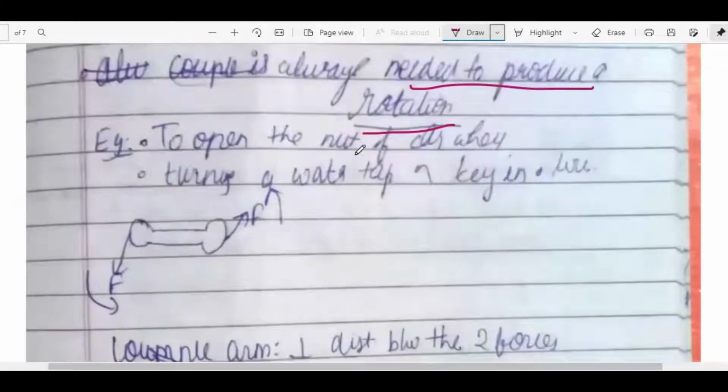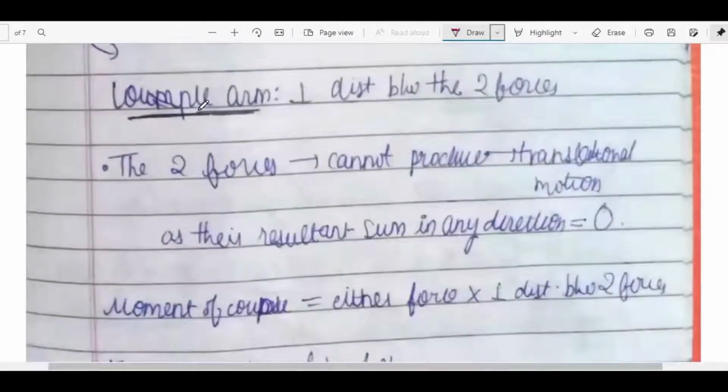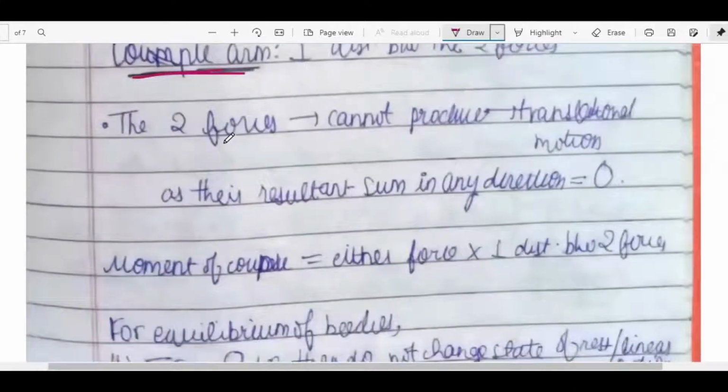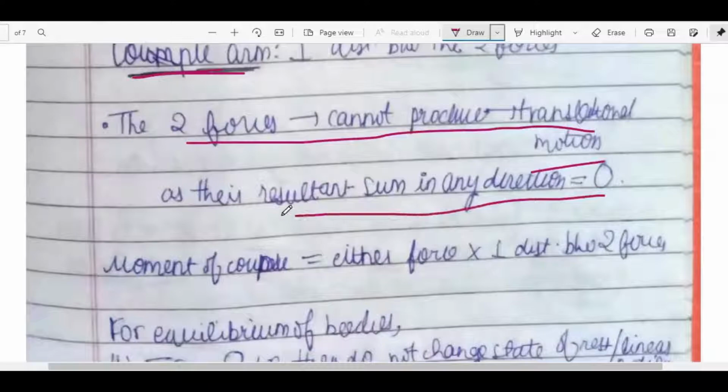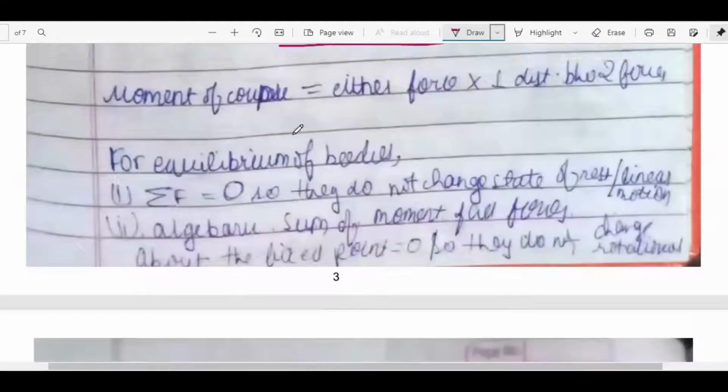Examples are to open the nut of a wheel and to turn a water tap, a key in a lock. What is couple arm? Couple arm is the perpendicular distance between the two forces. The two forces cannot produce translational motion as the resultant sum in any direction is equal to 0. Now let's talk about moment of couple, which is equal to either force into perpendicular distance between two forces. This is the mathematical expression.